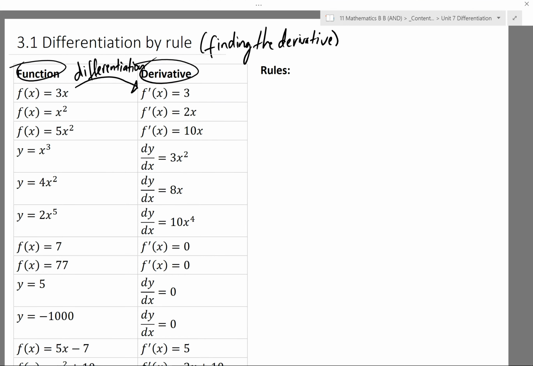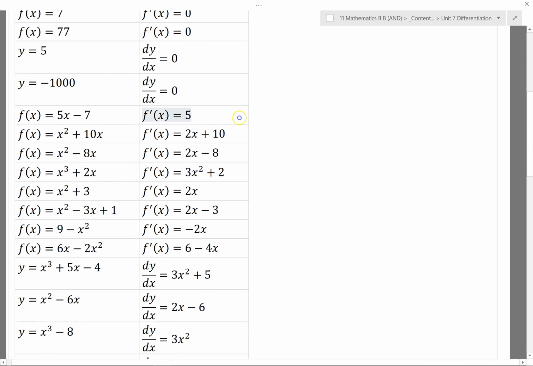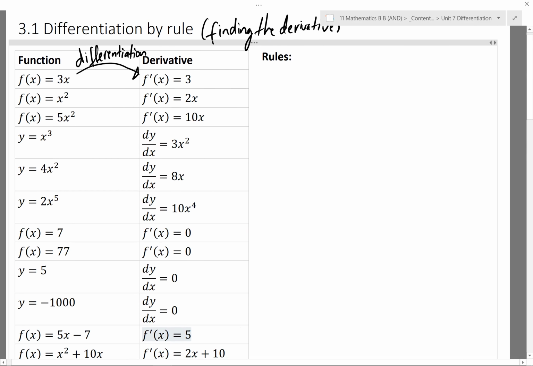and we want to see if we can find some patterns in here so we don't have to always differentiate from first principles using that big rule. We can just use some simplified rules. So what I want you to do is press pause and have a look through this list and see if you can come up with any understandings of some patterns or some rules that you think you can find. Hopefully you've come up with a few.